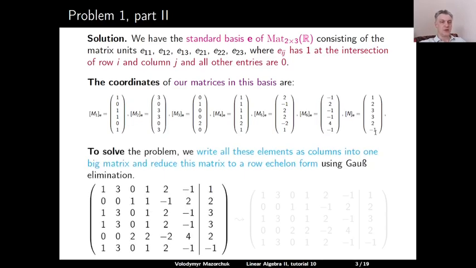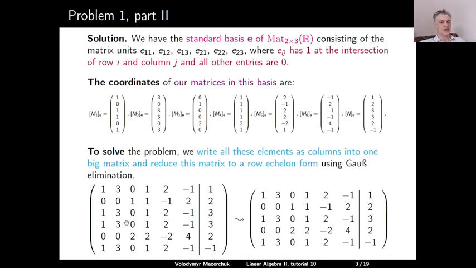To solve our problem, we need to write all these vectors into one matrix. So we write the coordinates of these vectors as columns into one matrix. We separate the coordinate vectors for M1, M2, and so on up to M6 from the coordinate vector for N by a vertical line, and we get this huge matrix. And now we need to reduce this matrix to a row echelon form using Gauss elimination.